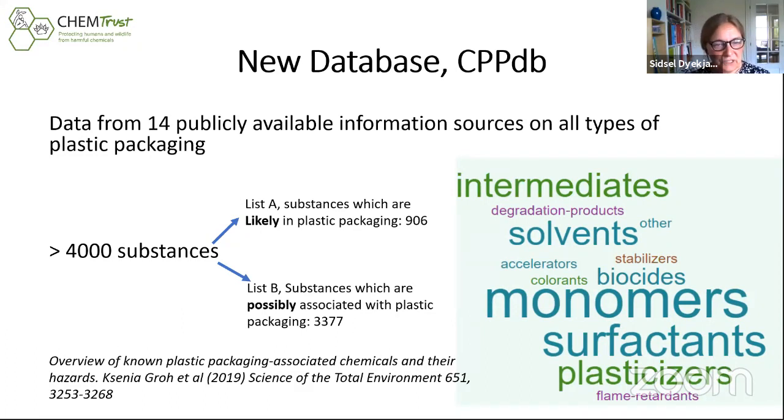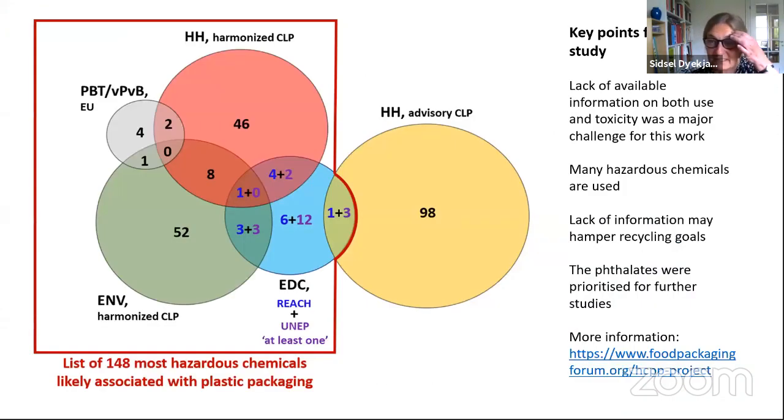The authors then also looked at the hazards of these substances, and they found that out of the 900 substances, 63 ranked high for health hazards. These are the ones in the red circle here, and 68 ranked high for environmental hazards when looking at the classifications and other data. The main message from this project was that lack of available information was a serious problem for the work, and that clearly, as you can see, many hazardous chemicals are still used in plastic packaging.